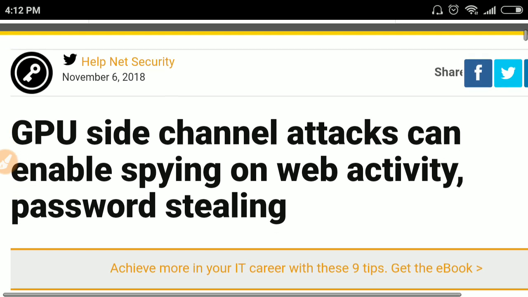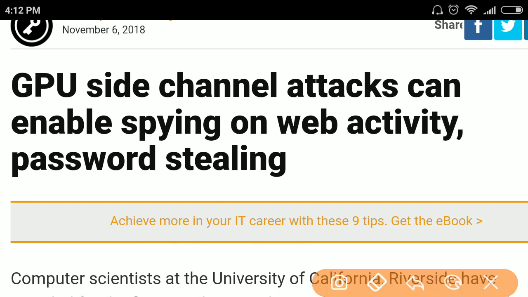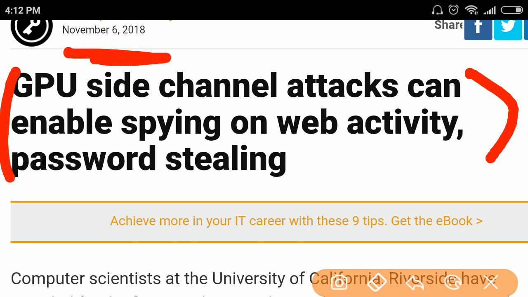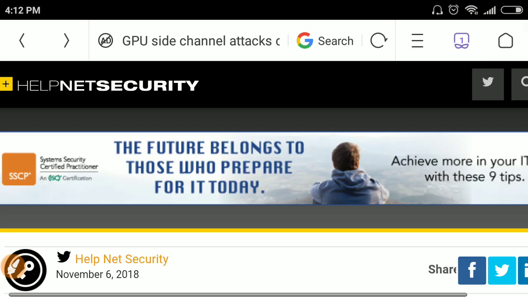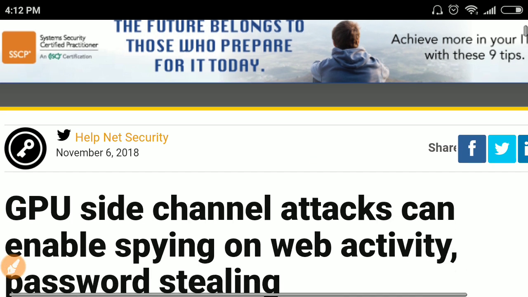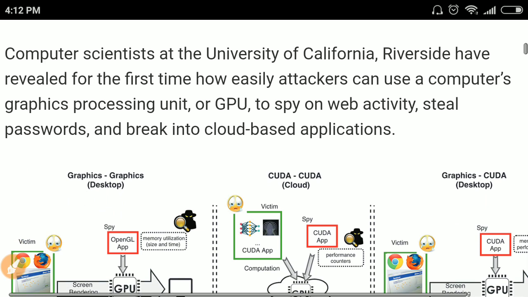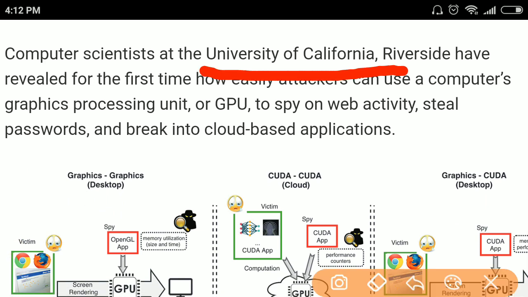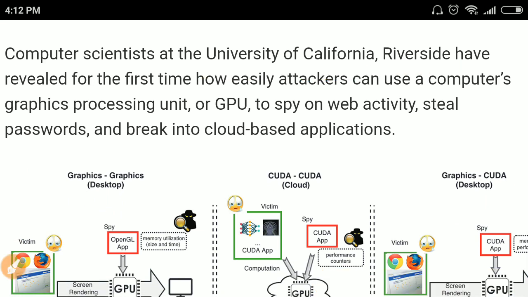Now this is the title of this news, and this is the date, and this is the website. So the name of the university was the University of California, Riverside.